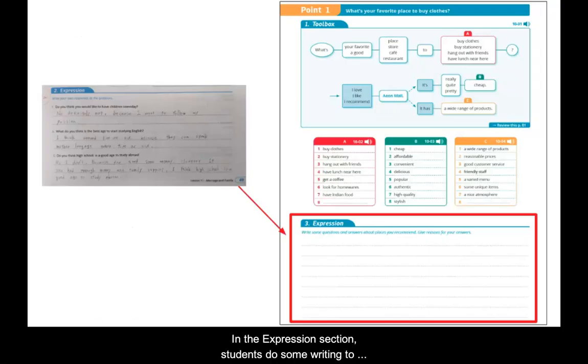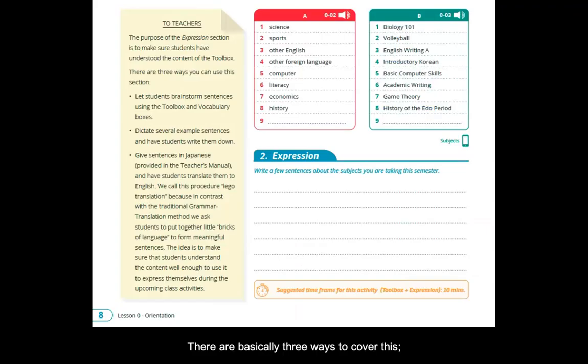In the expressions section, students do some writing to make sure they have understood the core content. They will use this to express themselves during the upcoming class activities. There are basically 3 ways to cover this: free writing, dictation, or translation. If you choose to use either the dictation or the translation styles, which are fast, you'll find example sentences with romaji for teachers to read aloud.